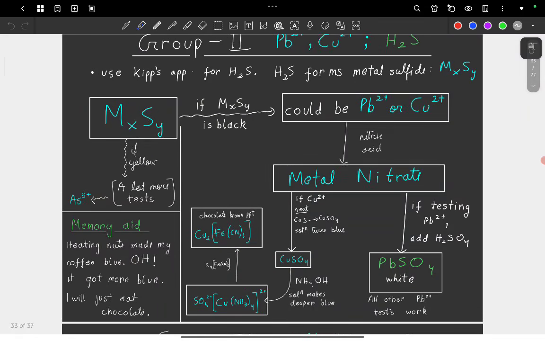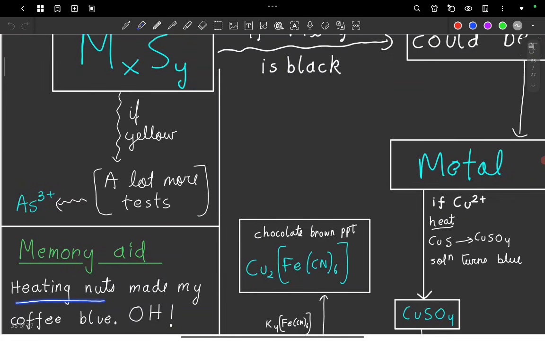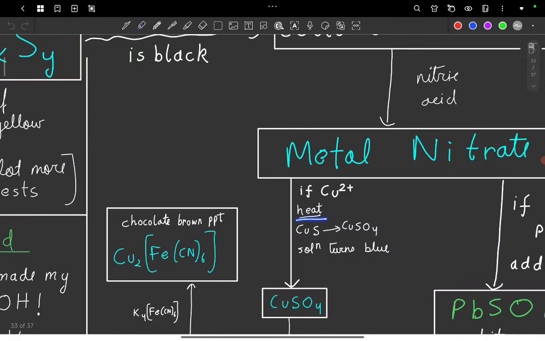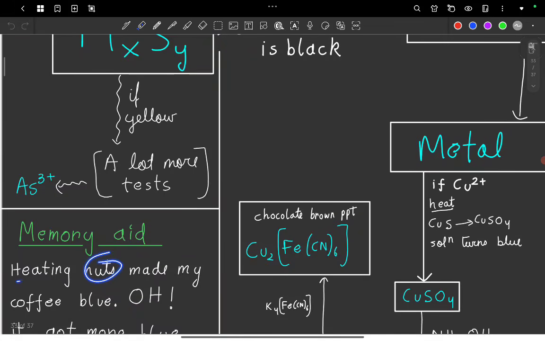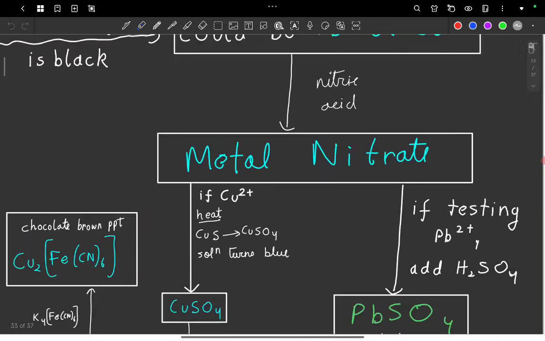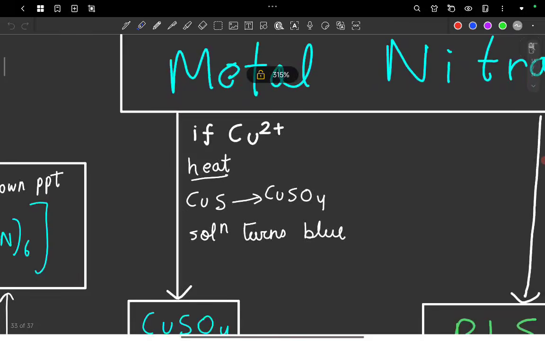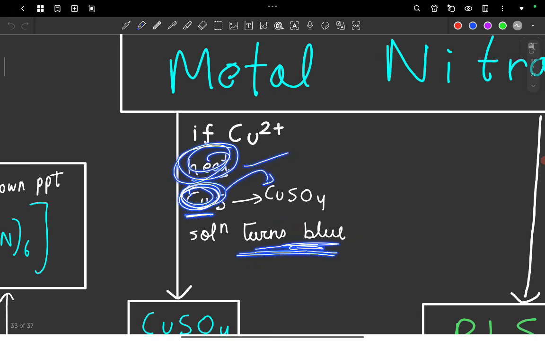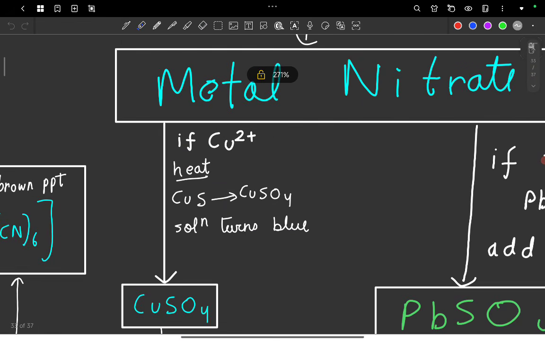How do I use this to remember? Well, heating nuts. Heating the nitrate. Heating nitrate made my coffee blue. Coffee, you have to remember copper. And blue, you have to remember the oxidation which happens on heating your nut, or the nitrate.